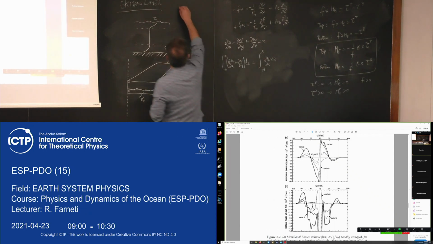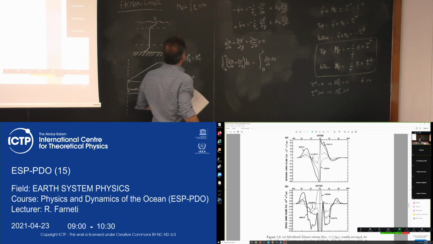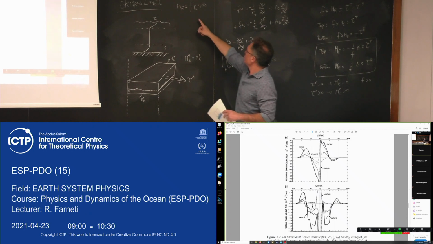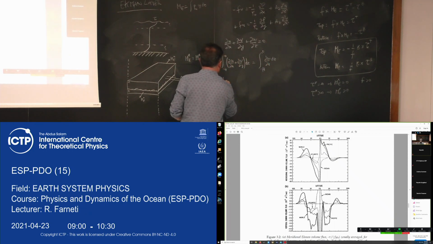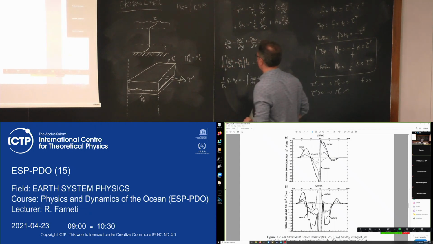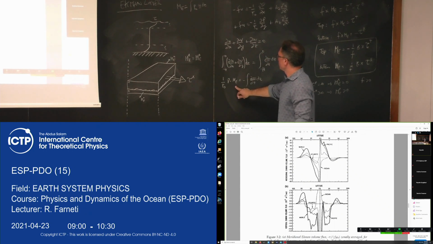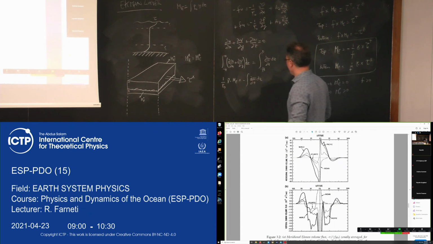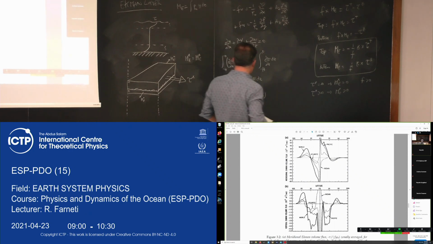And if you remember that M_E is the integral of rho u dz, so the total mass transport within the Ekman layer, and you put this in the continuity equation, you get to this, which is equal to, this is minus at the top minus vertical velocity at the bottom.